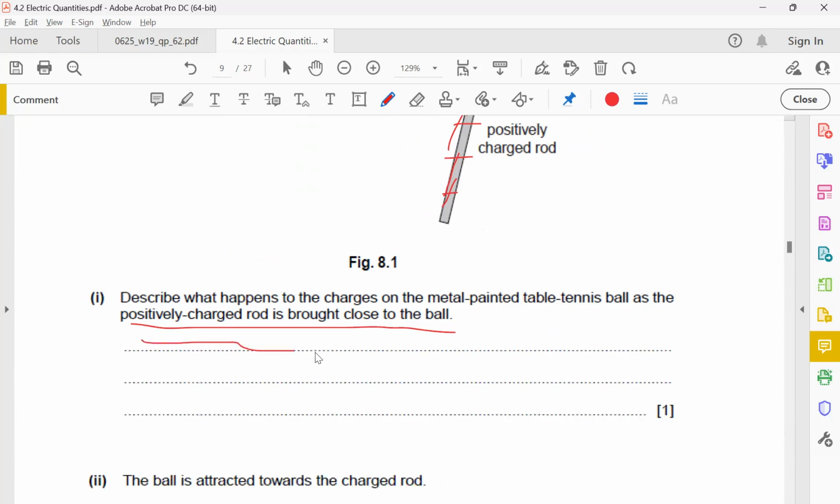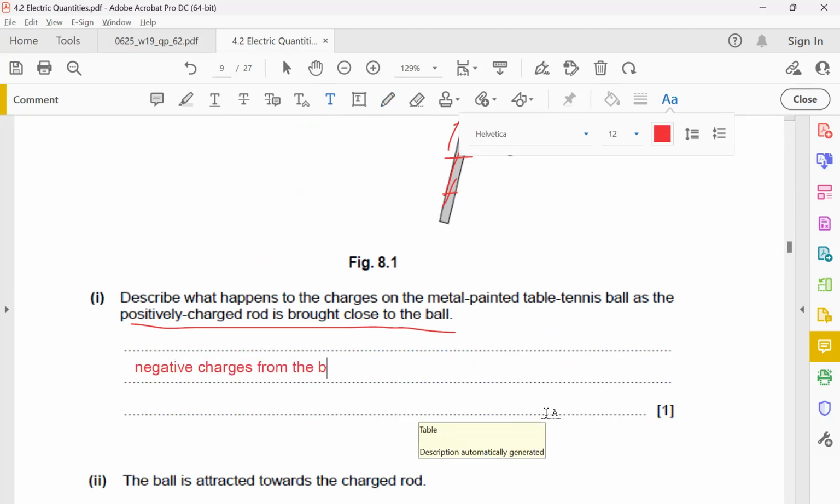However way you want to write it, they gave you 3 lines to write. Right, just say negative charges from the ball are attracted towards the rod, whatever along these lines. Okay, however way you want to structure it.